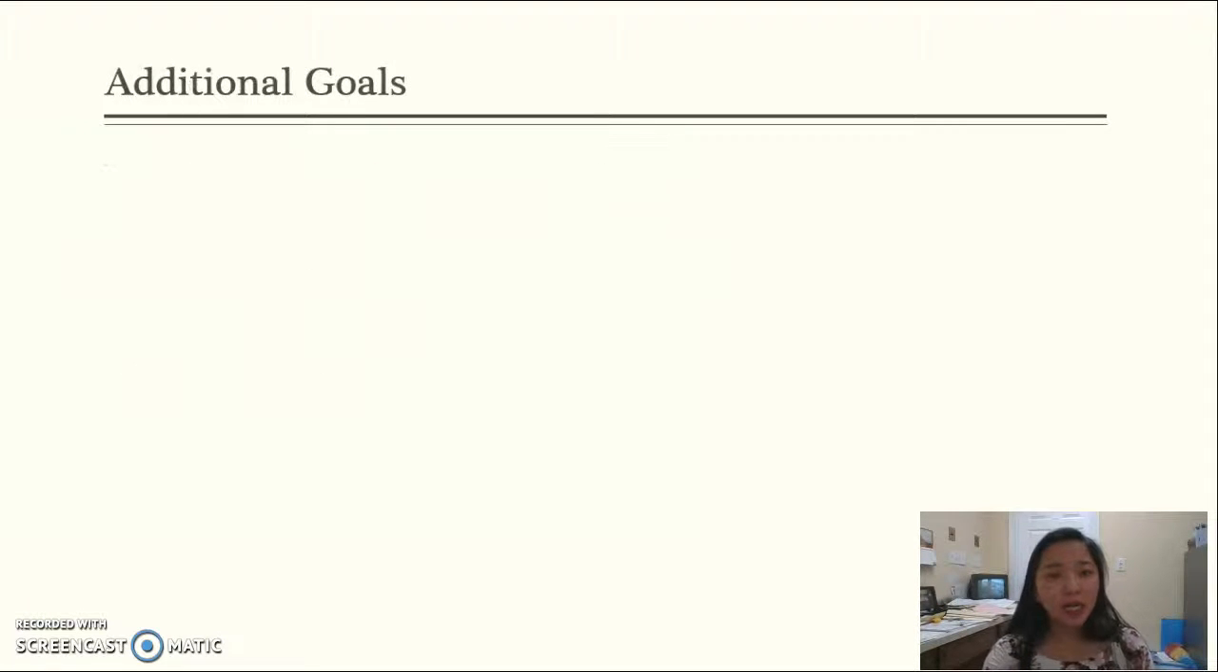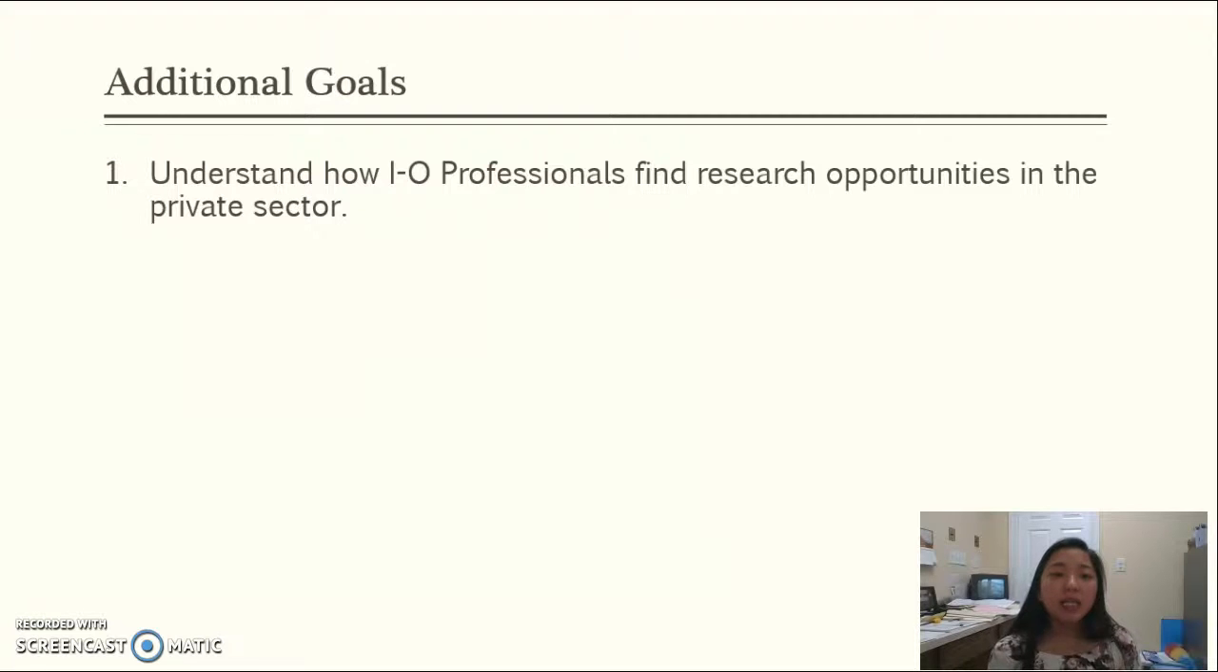The additional goals that I had were to understand how IO professionals find research opportunities in the private sector. The consulting challenges informed me a lot, not only about data analyses and strategies and things like that, but it really helped me understand how IO psychologists receive the projects and what they would be doing in their everyday lives.